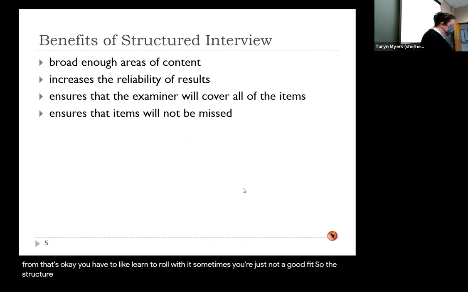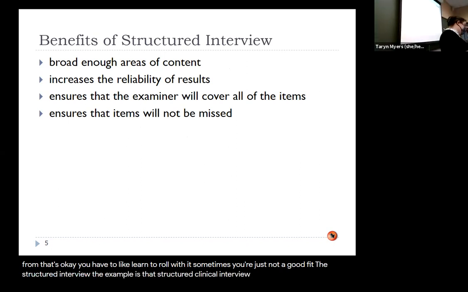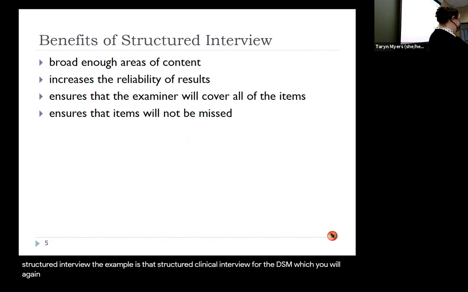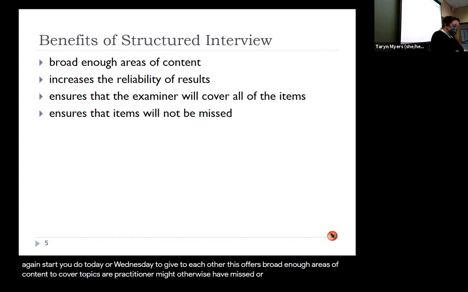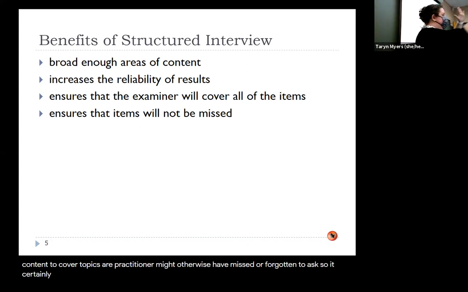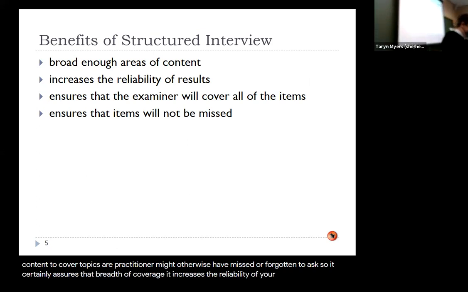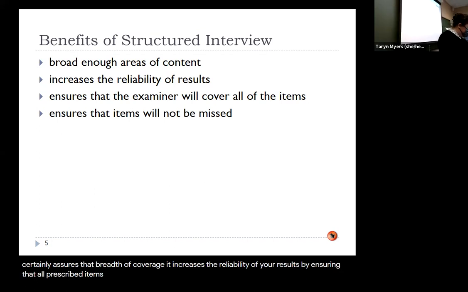So the structured interview, the example is the Structured Clinical Interview for the DSM, which you will, again, start either today or Wednesday to give to each other. This offers broad enough areas of content to cover topics a practitioner might otherwise have missed or forgotten to ask. So it certainly assures that breadth of coverage. It increases the reliability of your results by ensuring that all prescribed items will be covered. These are often very well normed and have really good psychometrics, great reliability and validity.